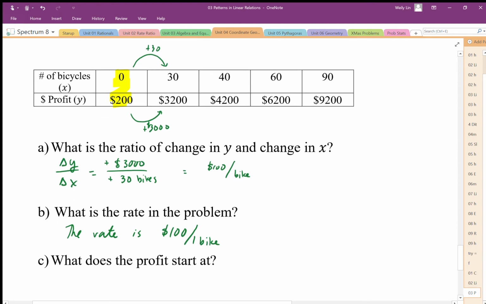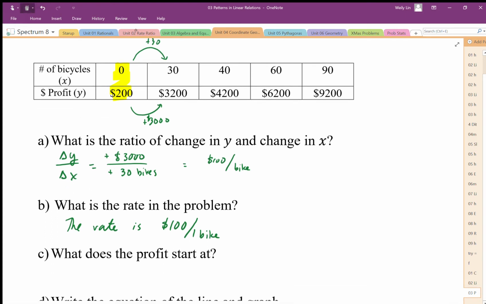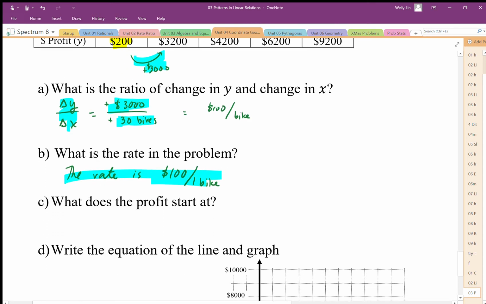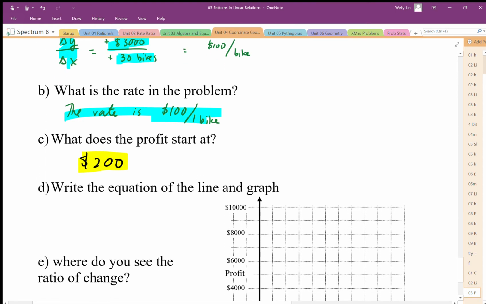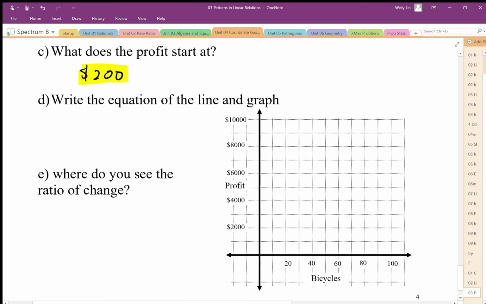So this all represents our changes. Where does the profit start at? We start with a profit already of $200. That represents our starting point. Now that we have described the starting point, and we know the rate at which it increases, we should be able to write an equation and graph this.